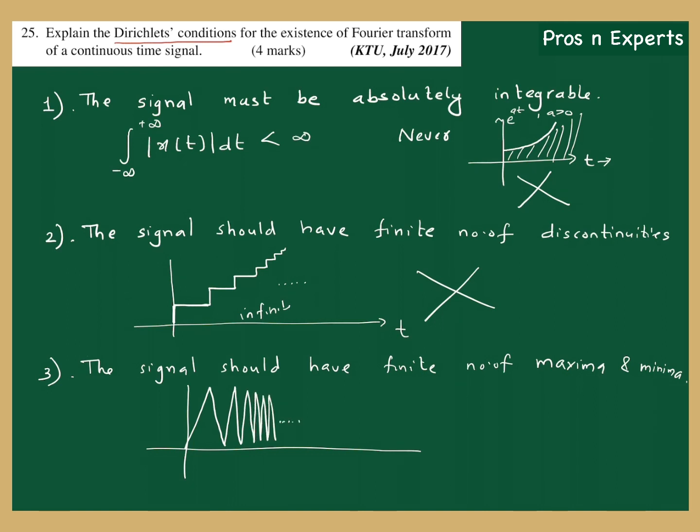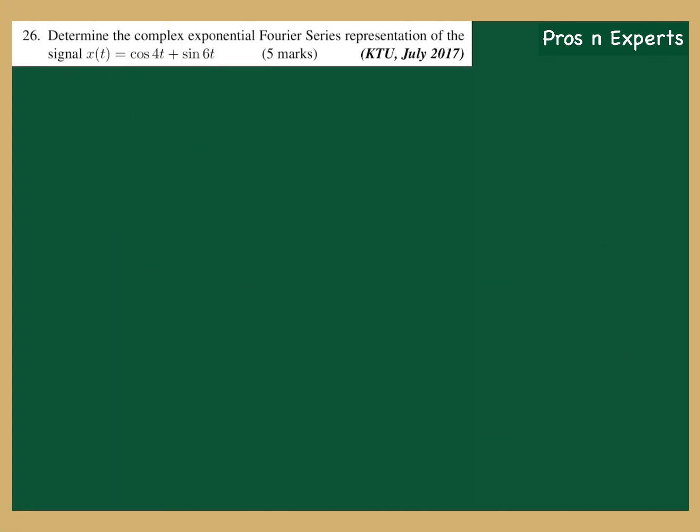It goes like this, right? So we can see that in a particular time slot, we can see a large number, an infinite number of maxima and an infinite number of minima on the signal. So such a signal will also not possess a Fourier transform. Okay, so these three are the Dirichlet's conditions for the existence of the Fourier transform. Okay, let's jump to the next question.